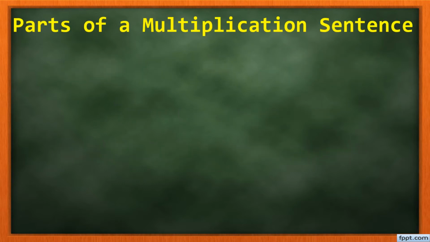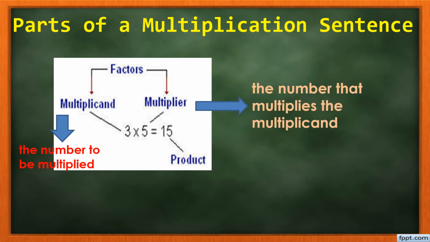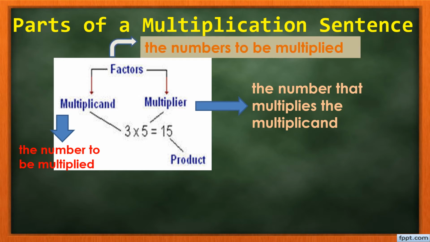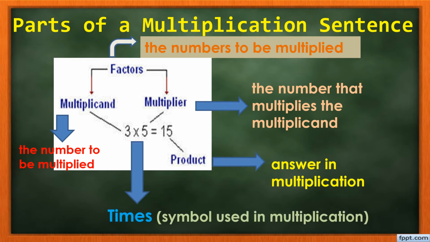Let's go to the parts of a multiplication sentence. We have the multiplicand, the number to be multiplied, and the number that multiplies the multiplicand, which is called the multiplier. By the way, multiplicand and multiplier are called factors, the numbers to be multiplied. And the answer in multiplication is called the product. And of course, let's not forget the symbol used in multiplication, that is times.